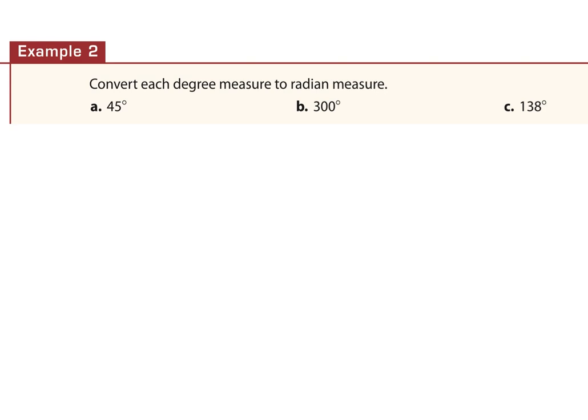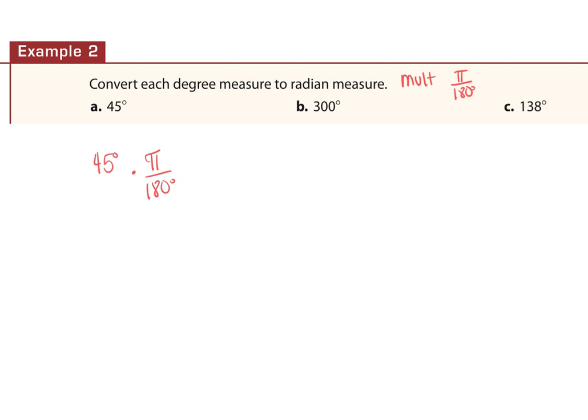If I have degrees, then I want to go to radians, I'm just going to do the opposite. So if I am converting from degrees to radians, I'm then going to multiply this by pi over 180 degrees. All right, so it's just the flip. So I'm going to take my 45 degrees and I'm going to multiply it by pi over 180 degrees. All right, these will reduce.